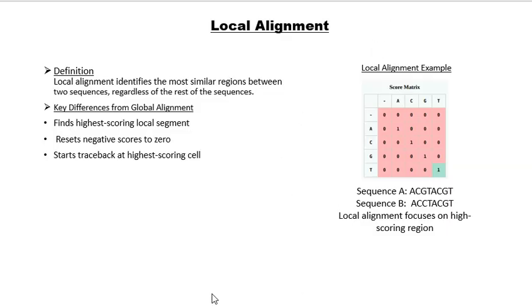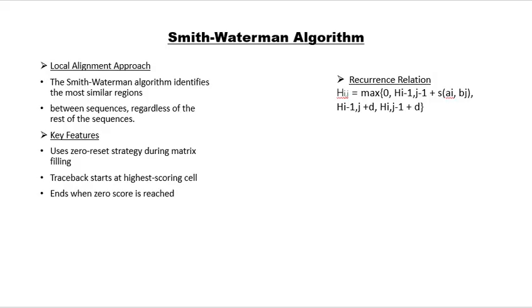In the case of local alignment, we identify the most similar region between two sequences. The key difference from global alignment is that it finds the highest scoring local segments, and resets negative scores to zero. Here, in global alignment, it is not zero, it is the negative score. The traceback starts at the highest scoring cell of the matrix. And local alignment is based on the Smith-Waterman algorithm.